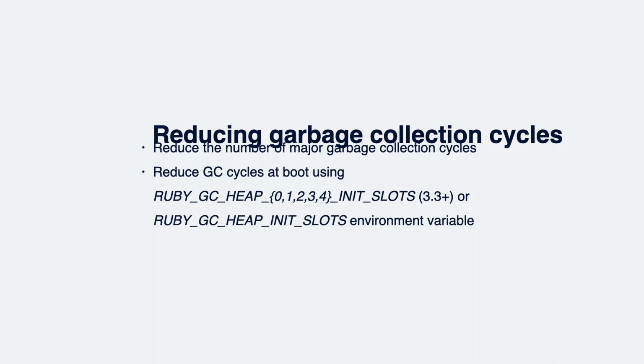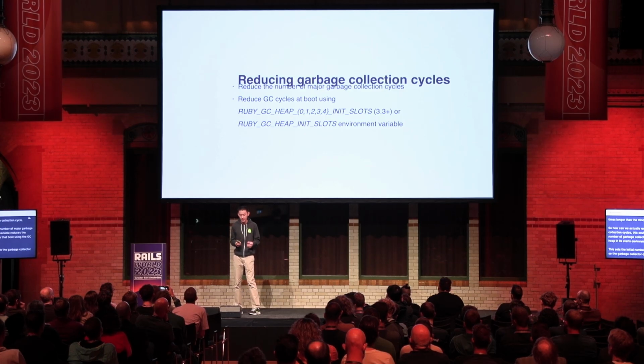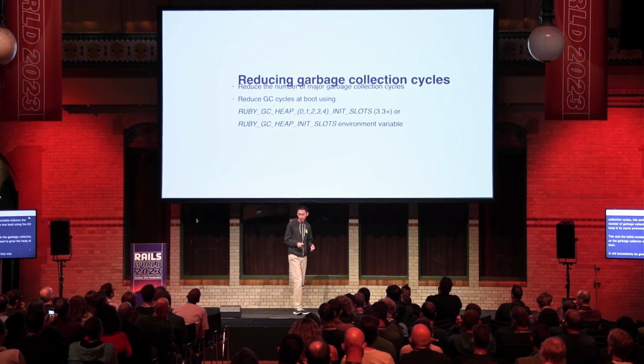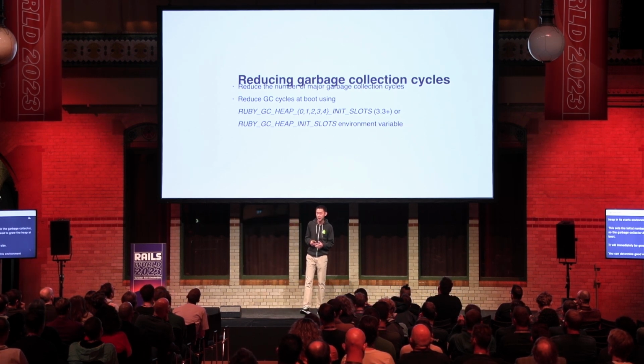This environment variable reduces the number of garbage collection cycles at boot using the RUBY_GC_HEAP_INIT_SLOTS environment variable. This sets the initial number of slots in the garbage collector, so the garbage collector does not need to grow the heap at boot. It will immediately be grown to that size. You can determine good values for this environment variable by measuring the number of slots in the heap after your app has reached peak performance in production. Note that if this value is too high, then your app will use significantly more memory.